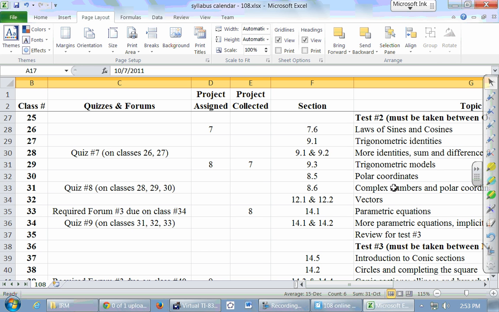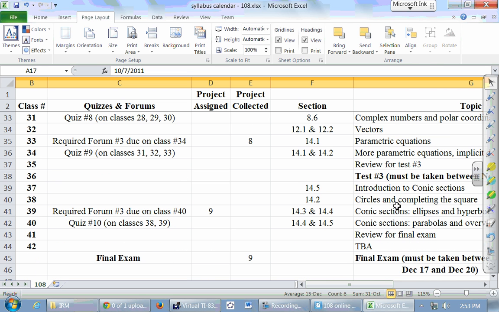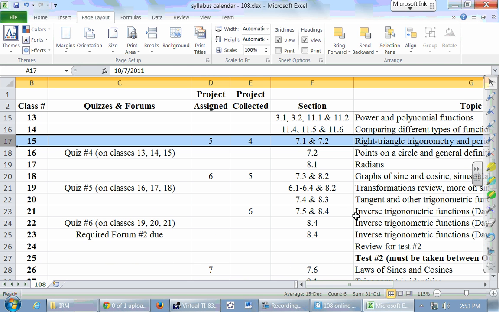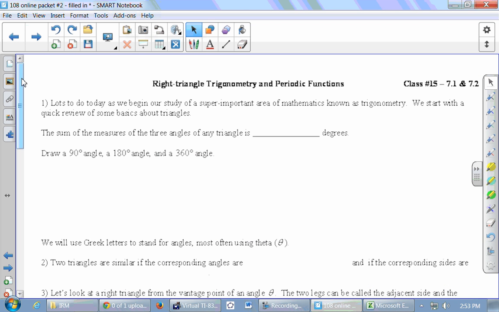Here, polar coordinates and complex numbers and vectors and parametric. They don't have the word trig in them, but it's a lot of trig. And eventually, after the third test, is when we do our last little bit, and it's not technically trig. So for almost the entire rest of the semester, we're going to be talking about trigonometry. So buckle up.